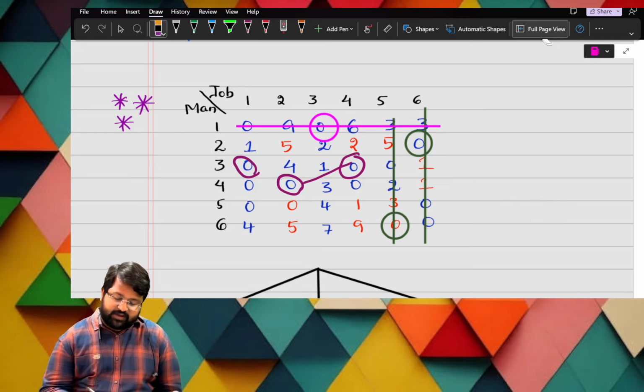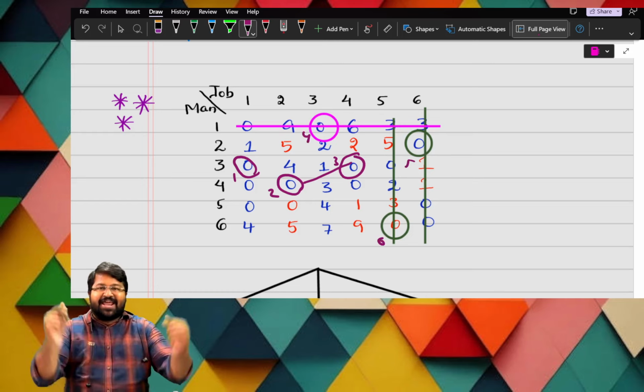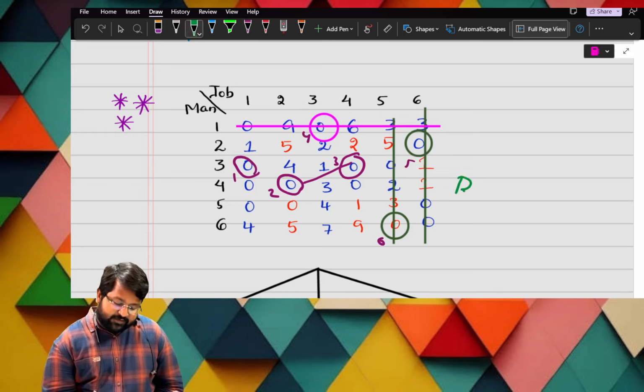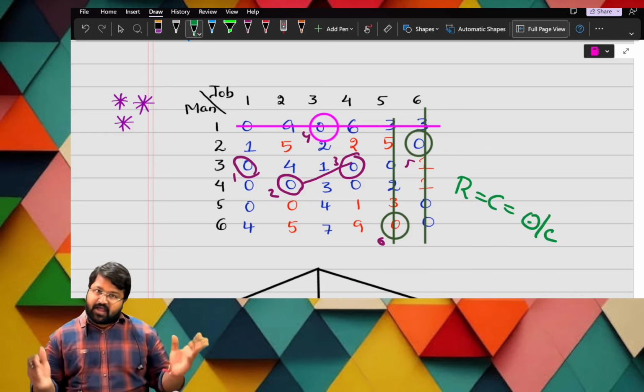How many selections are done, buddy? 1, 2, 3, 4, 5, 6. Done. So how many are there, ma? The number of rows is equal to the number of columns, which is equal to the number of circles. It's done. Am I right?